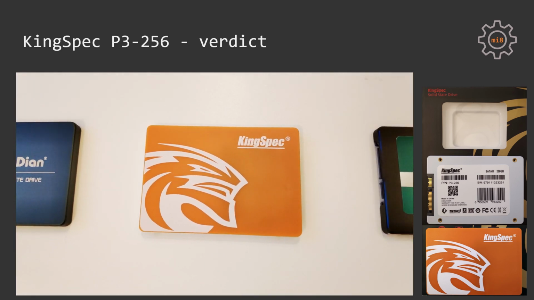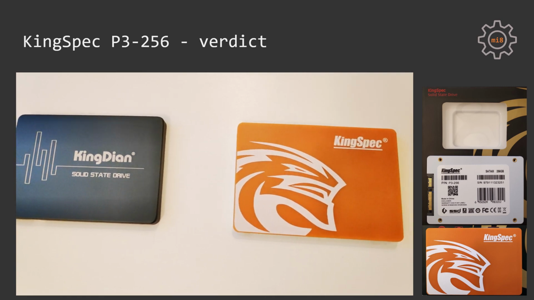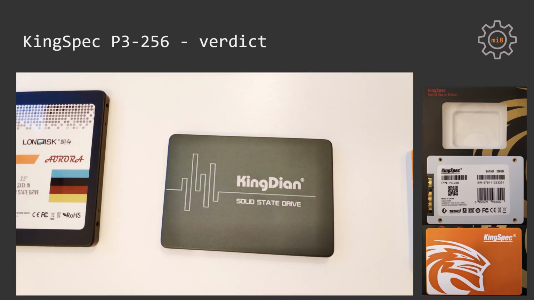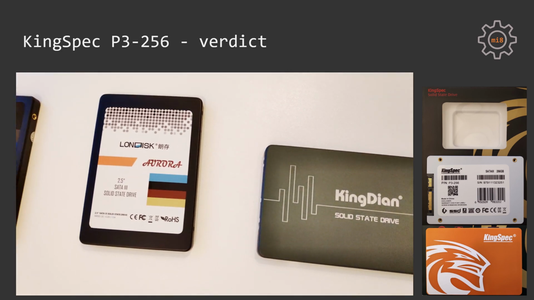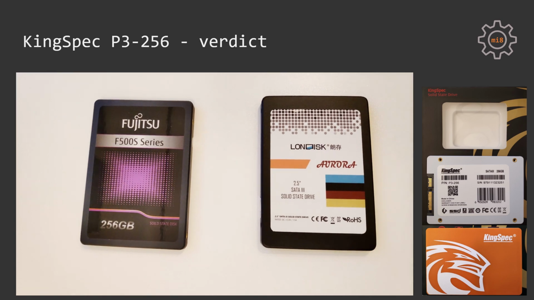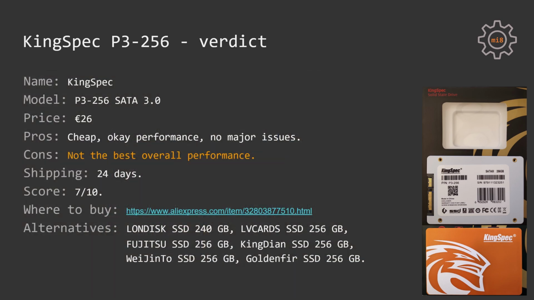For the alternatives, I am still planning to test Longdisk, LV cards and Golden Fear. I have already tested Fujitsu, KingDian and WeiJinTo. Fujitsu is a very bad drive that you have to avoid. KingDian is the best one so far and WeiJinTo is also a good alternative.